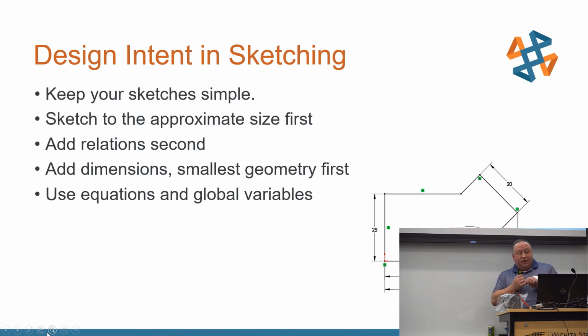And then lastly, once you figure out how this part might change or update in the future, try using equations and global variables to have your model update the same way, or to keep certain rules in check while you're doing your updates. So global variables and equations are a great way to keep the model doing what it's supposed to do, right? Kind of a rule book to follow.